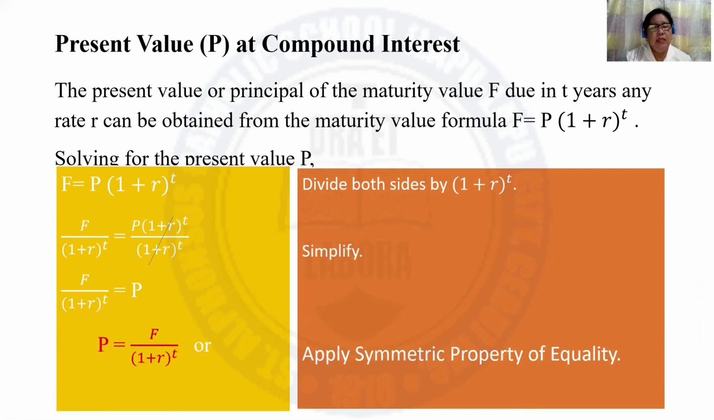Then we can apply the symmetric property of equality. So we have now P is equal to F over the quantity 1 plus R raised to T, or you can rewrite the formula into P is equal to F times the quantity 1 plus R raised to negative T, applying the law of negative exponent.